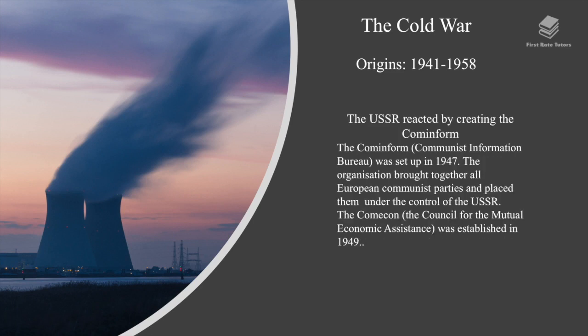The USSR reacted by creating the Cominform. The Cominform, Communist Information Bureau, was set up in 1947. The organization brought together all European Communist parties and placed them under the control of the USSR. The Comecon, the Council for Mutual Economic Assistance, was established in 1949.